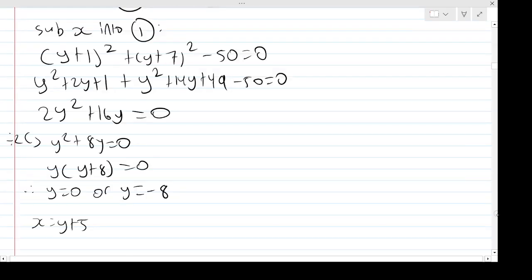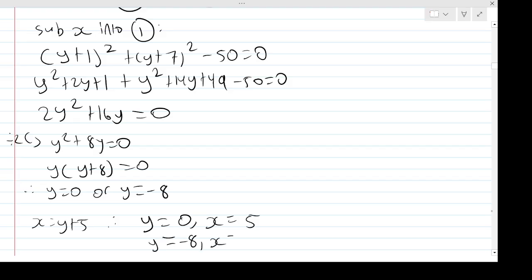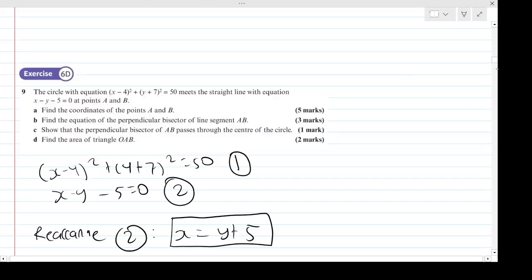Yep. Therefore, when y is 0, first of all, the corresponding x solution would be 0 add 5, which would be 5, okay? Then when y was minus 8, x would be minus 8 plus 5, that would be minus 3, okay? Substituting the y into there. Cool. So we've got our solutions then.